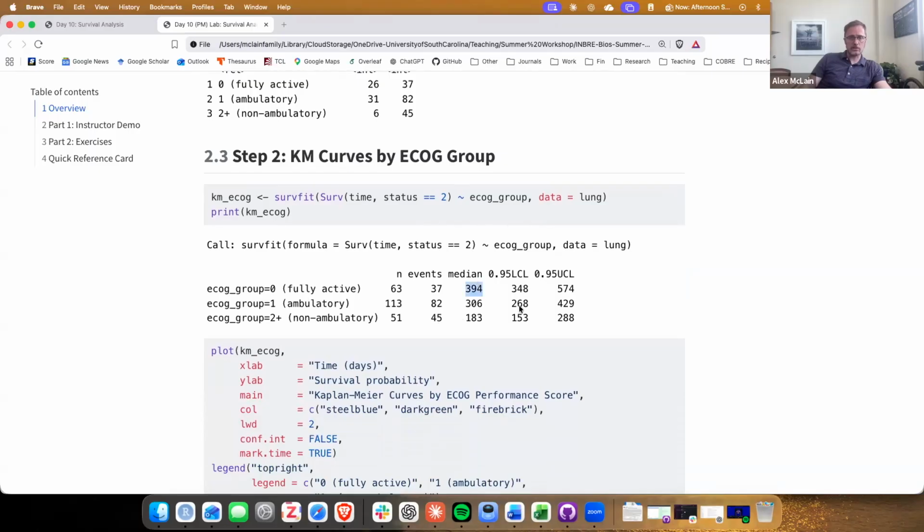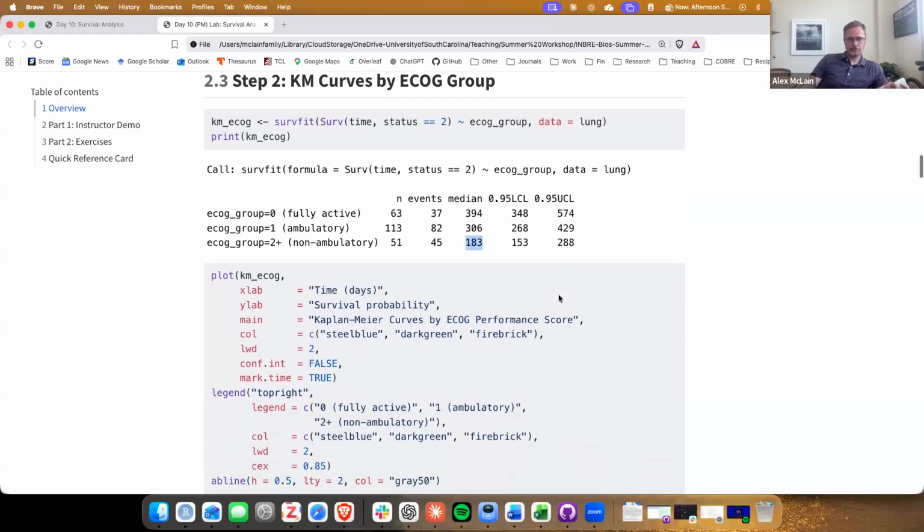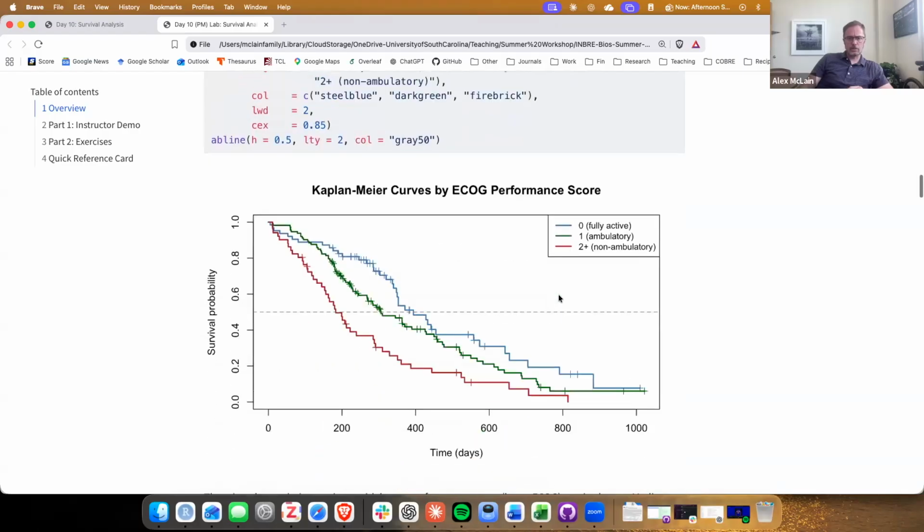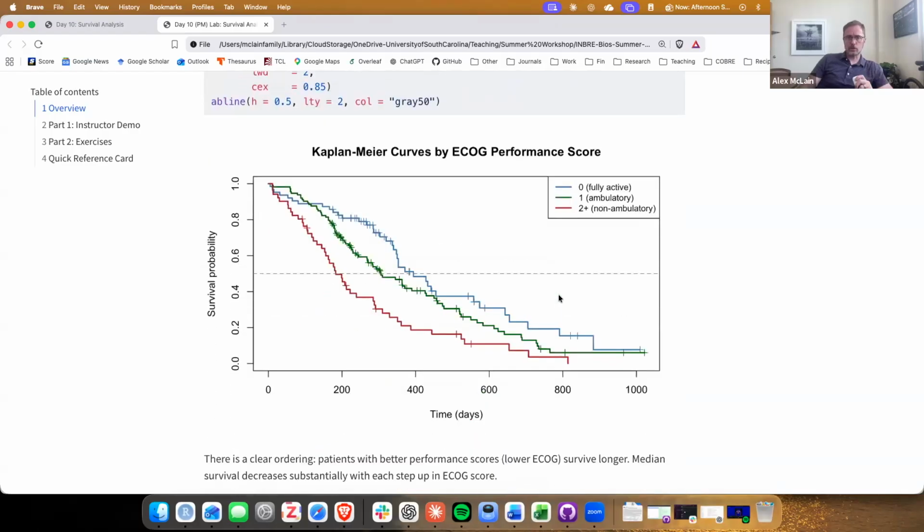The median survival time for the fully active is 394, a little over a year. Ambulatory is about a month under the year. And the non-ambulatory is about 6 months for the median survival. We have confidence intervals for each of these. Kaplan-Meier curves, boom, we get these as well. So the 0, that's the fully active group.